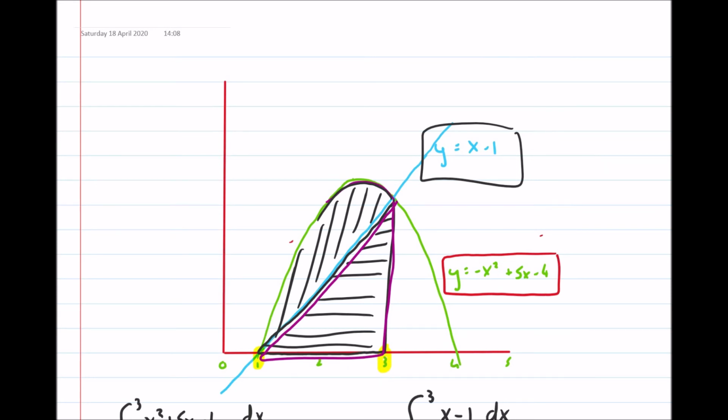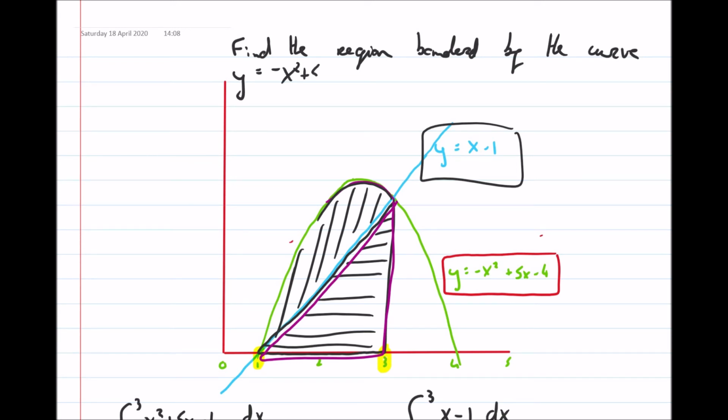Sometimes they may just give you something like this. They may say, and I'll write it out, find the region bounded by the curve y equals minus x squared plus 5x minus 4, and the line y equals x minus 1.